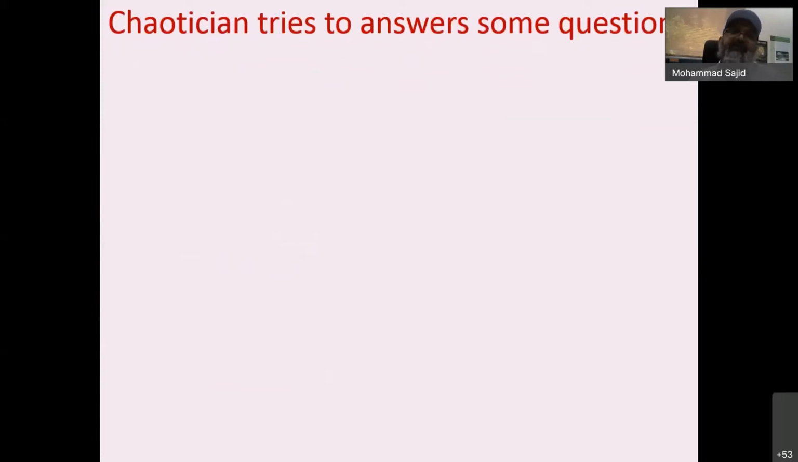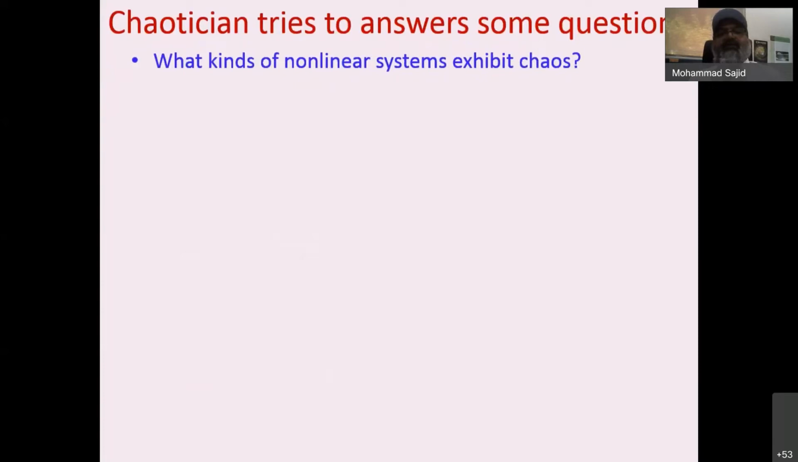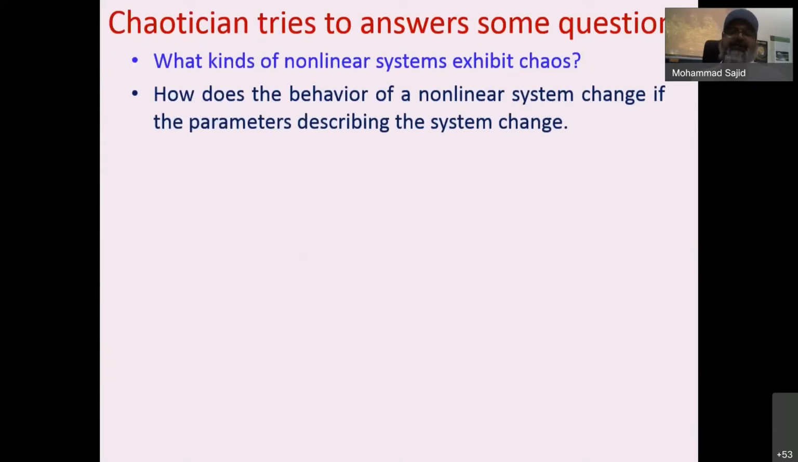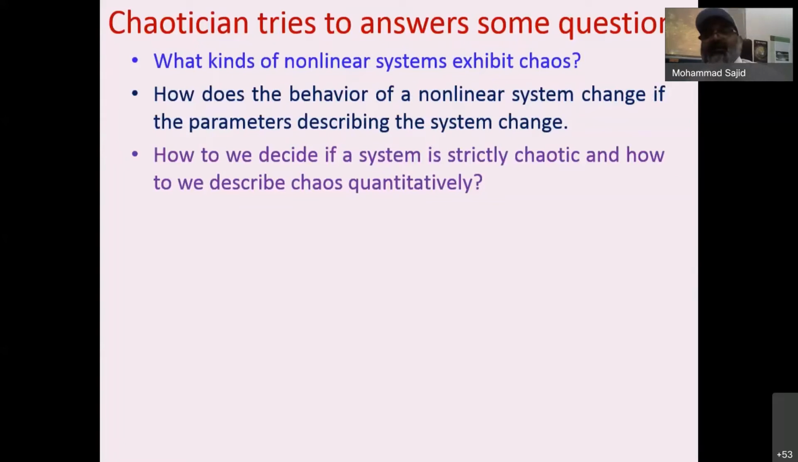So the theoretician tries to answer some questions. What kinds of nonlinear system exhibit chaos? How does the behavior of a nonlinear system change if the parameters describing the system change? How do we decide if a system is strictly chaotic and how do we describe chaos quantitatively? Yes, quantify. That's the main thing. There is a chaotic situation, but how to quantify? How do we say mathematically that there is chaos? Because something may look very complex, but there may not be chaos.